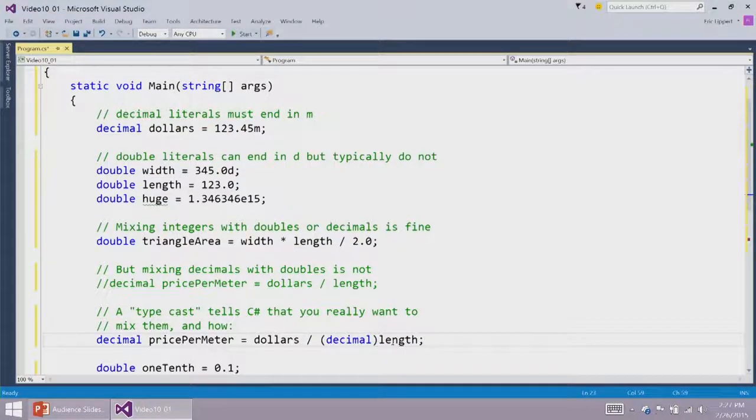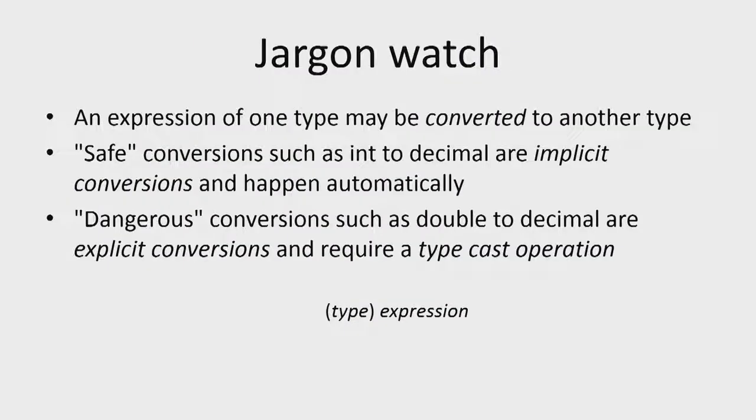So this is saying this thing is really a double. If we hover over it, we see that it's a double. We would like it to be treated as though it were a decimal, so we're saying, really, C# compiler, treat this thing as a decimal. I mean it. This is not a mistake. And now we have dollars, which is a decimal, divided by length, which is a decimal, and the result is a decimal. So this kind of expression is called a type conversion expression, or a cast expression.